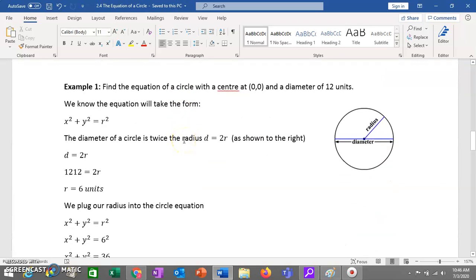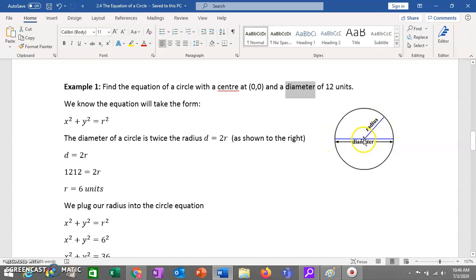Okay, so now let's use it to solve a couple problems. Find the equation of a circle with a center at 0, 0 and a diameter of 12 units. Well, if the center is at 0, 0, we already know the equation will take this form. And we know the diameter is 12 units long. You maybe remember your terminology here, but if you don't, a diameter is the distance across a circle that goes through the middle. So your diameter is essentially made up of 2 radii, right?